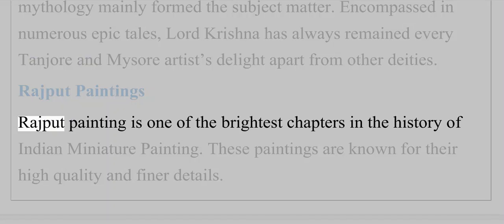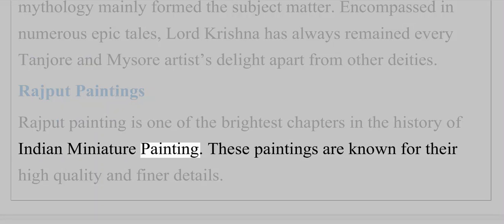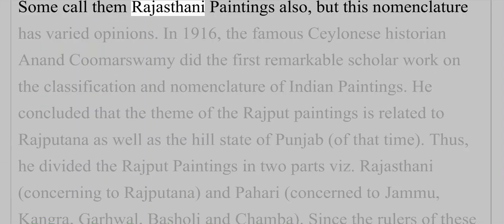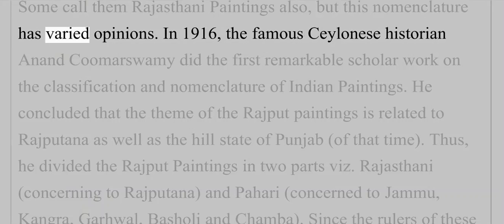Rajput painting is one of the brightest chapters in the history of Indian miniature painting. These paintings are known for their high quality and finer details. Some call them Rajasthani paintings also, but this nomenclature has varied opinions.